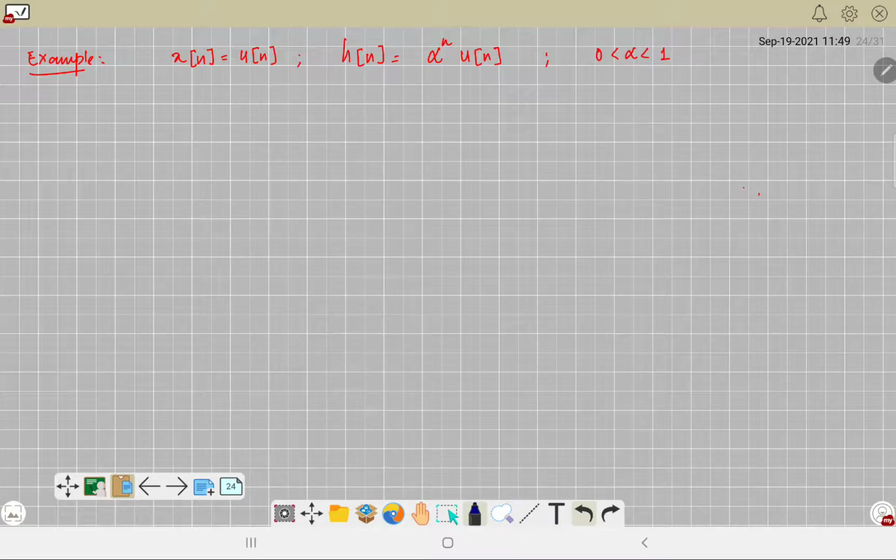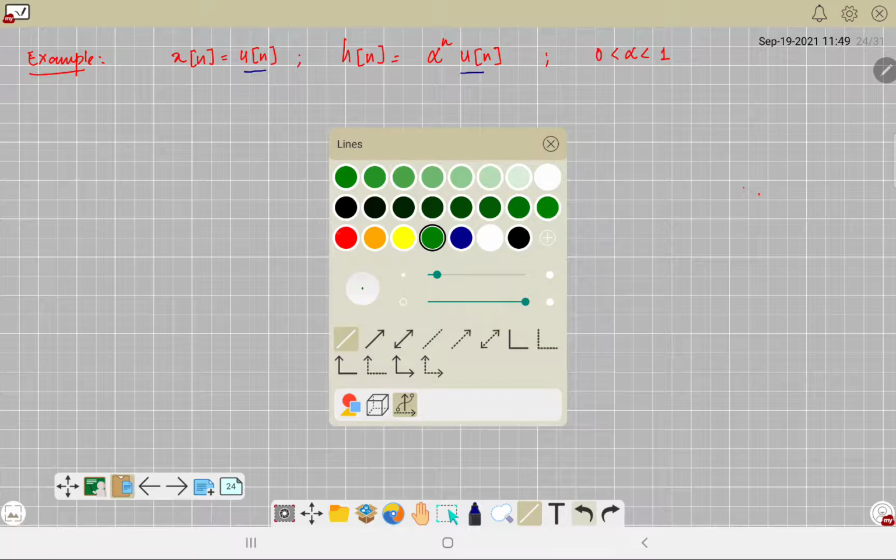Right? Now we can't use the conventional methods. We can't use the multiplication method. We can't use the tabulation method, because this is not a finite sequence. This is an infinite sequence. In both terms we have the unit step, which means it extends from n equal to 0 to n equal to plus infinity. Right? So we'll have to rely on those four steps, shifting, folding, and all that. Okay, but before that, as has been our practice, we'll try to plot the signals first.